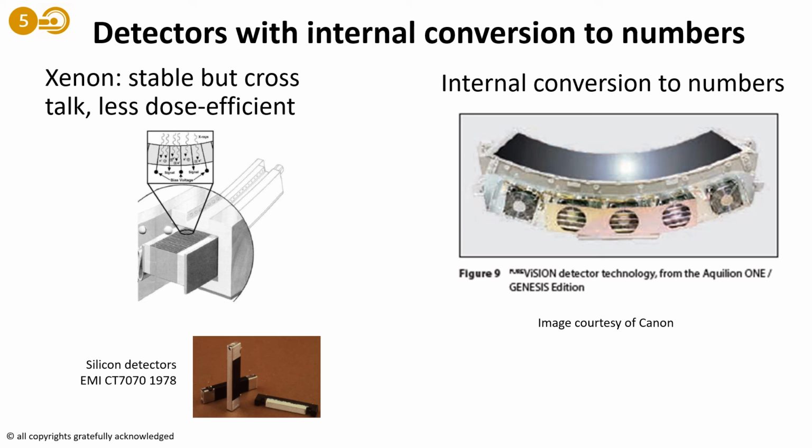Initially, the xenon detectors were the more dominant in the CT marketplace, but that was because they were very stable. But silicon detectors have now caught up in stability and win out in terms of crosstalk and more dose efficiency.